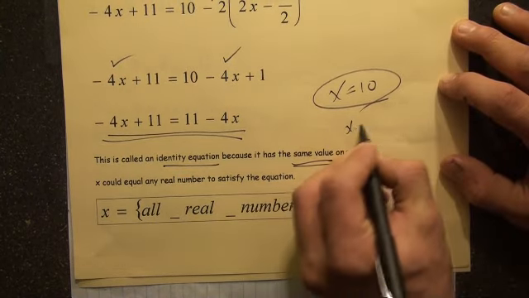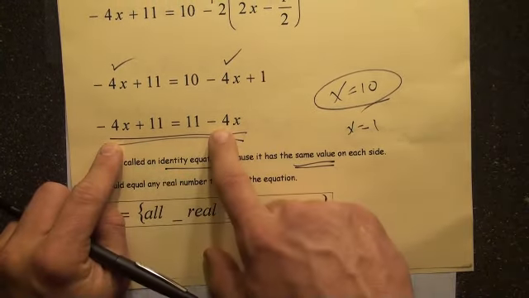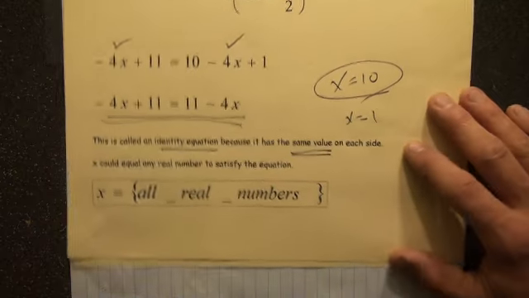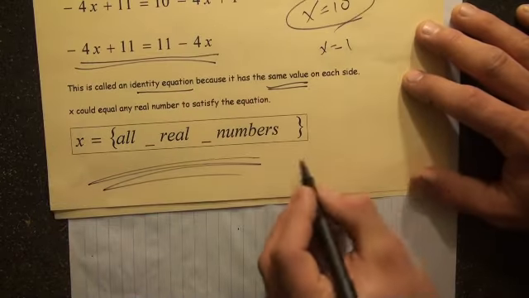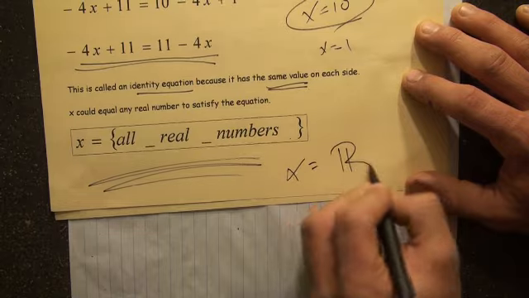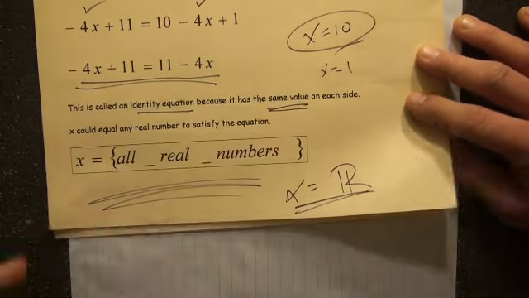Okay. What if x is 1? Well, you'll get 7. You'll get 7. So therefore, x could be anything. That's why we say x is all real numbers. You'll also see it written this way with a capital R with two lines, which means all real numbers.